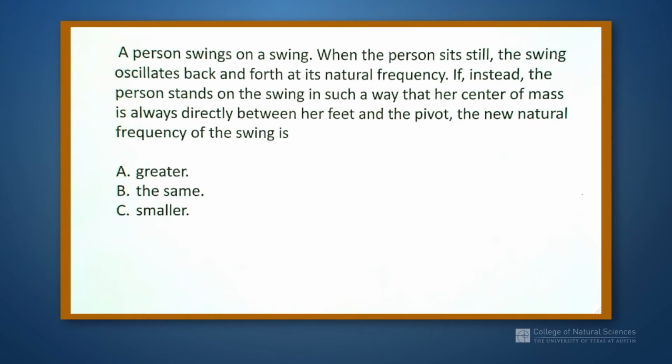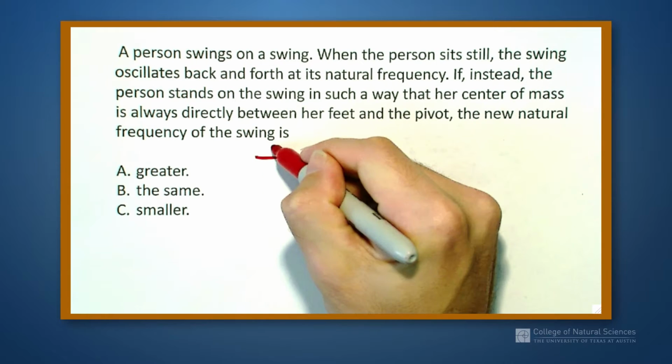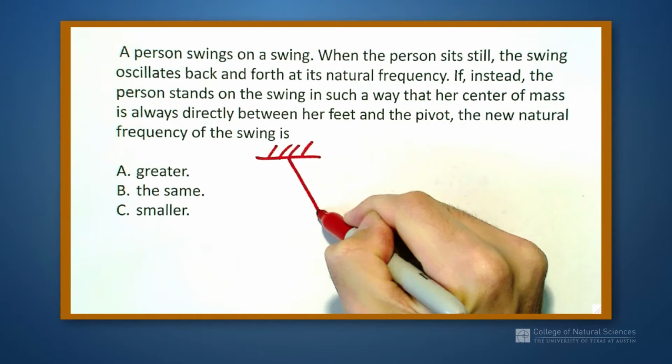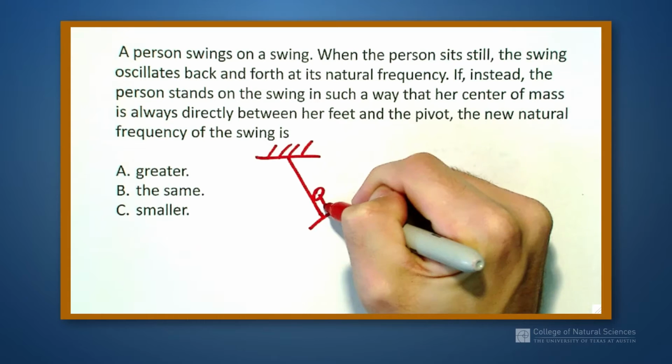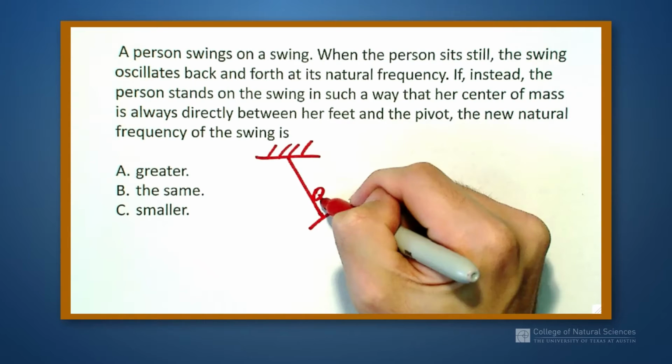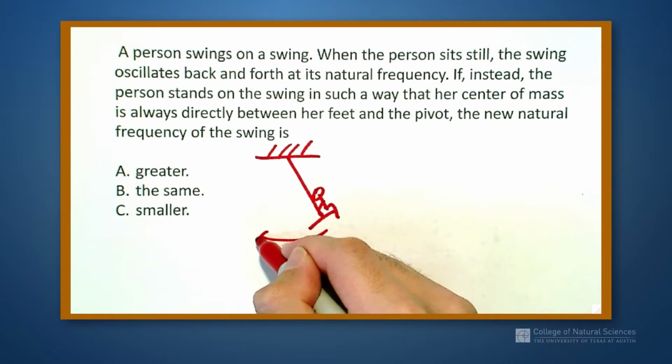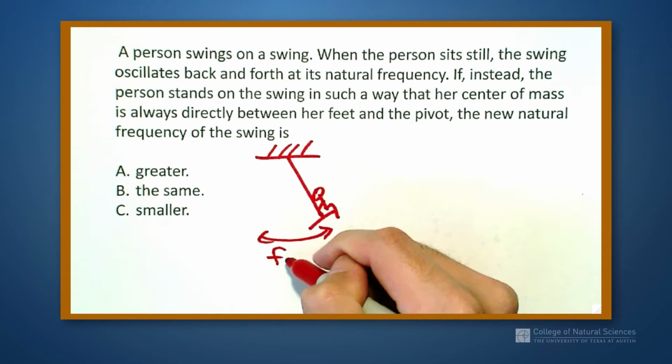So this question says that we have a person on a swing, and when they sit still on the swing, they oscillate back and forth at some natural frequency. So I have a person sitting on a swing, and they're holding on, and they're swinging back and forth at some frequency, F initial.